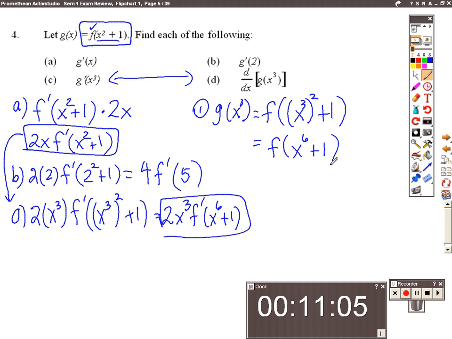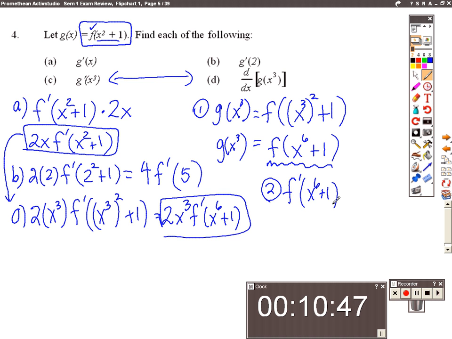Step number 2: now I have g of x cubed, and my job is to find the derivative of g of x cubed. So I'm finding the derivative of this function. The derivative of the outside function f is f prime. Leave the inside alone. Multiplied by the derivative of the inside, which is 6x to the 5th. And if you wanted to rewrite that, you could put the 6x to the 5th in front of that.